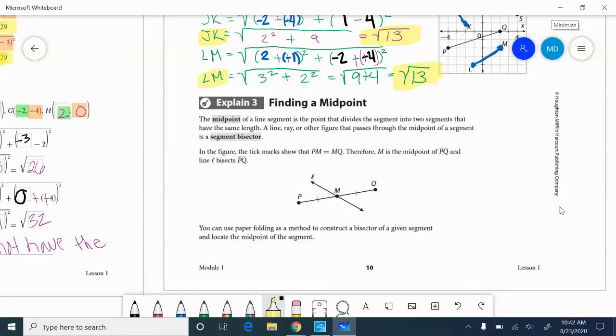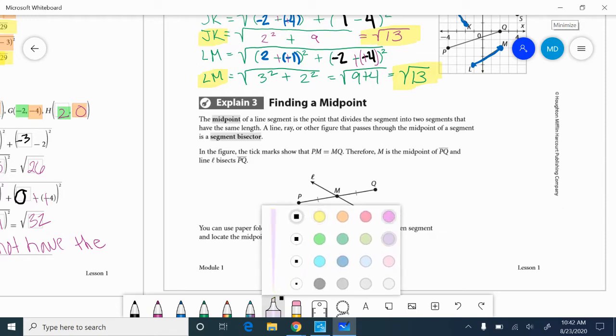Okay, guys, hopefully this will be our last video for lesson 1.1. We left off on page 10. We're looking at now how we find a midpoint. So we do have some vocabulary here. Anytime you see those highlighted terms, that is a vocabulary term.